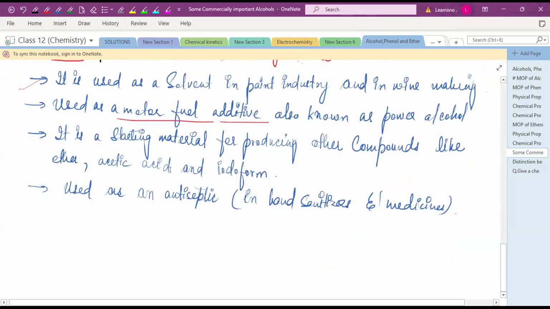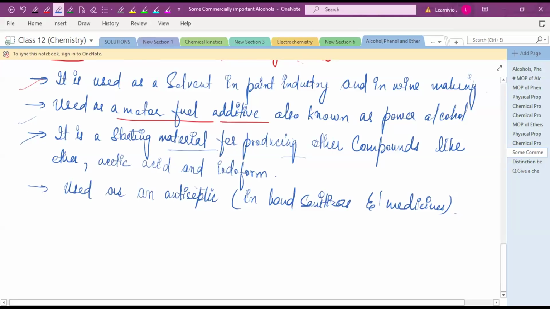Yes, ma'am. Okay, next, ethanol is a starting material for producing other compounds like ether, acetic acid, and iodoform. We can prepare these compounds from ethanol. It is a starting material for the preparation of other compounds: ether, acetic acid, iodoform, etc.